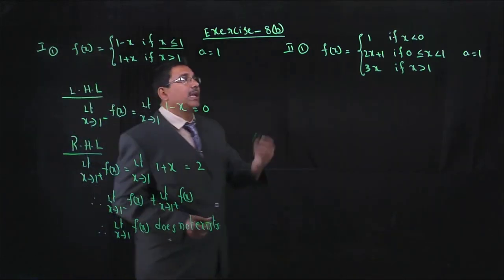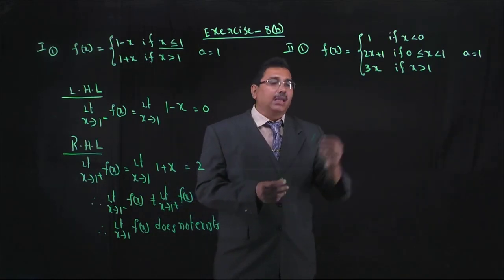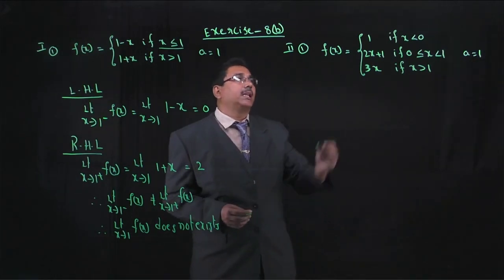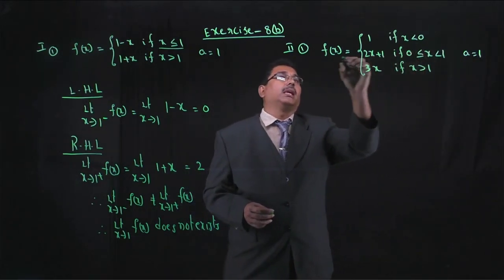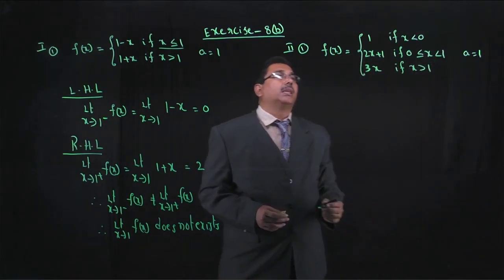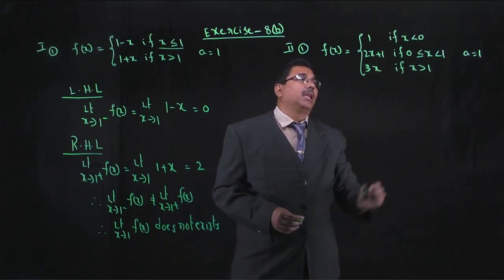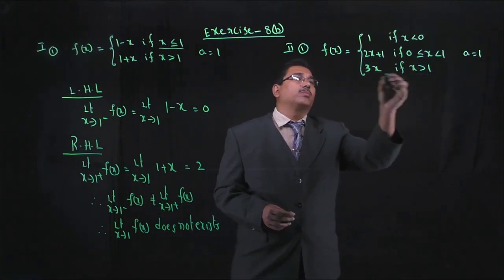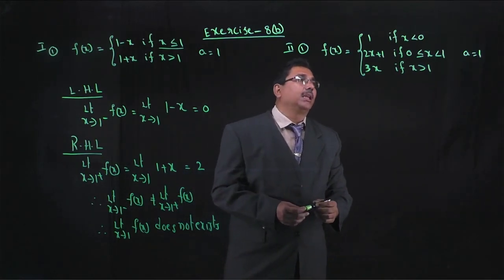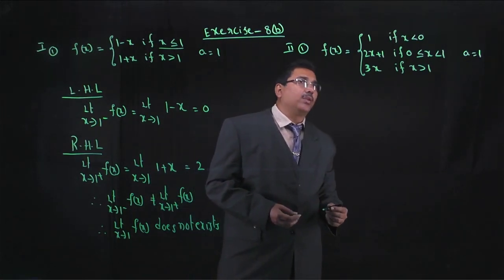Right, now see another one. This is second Roman question number 1. Here f of x is defined as a piecewise function. If x is less than 0, the corresponding image is 1. If x lies between 0 and 1, the corresponding image is 2x plus 1. If x is greater than 1, the corresponding function is 3x. Here also, verify whether the limit exists or not at a is equal to 1.